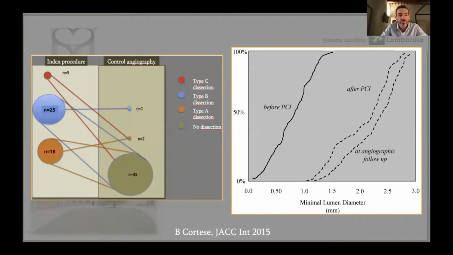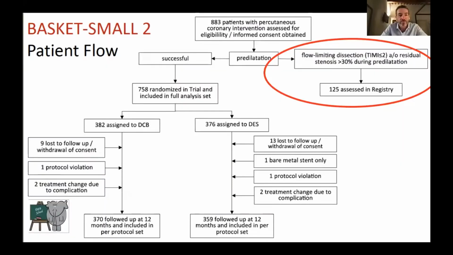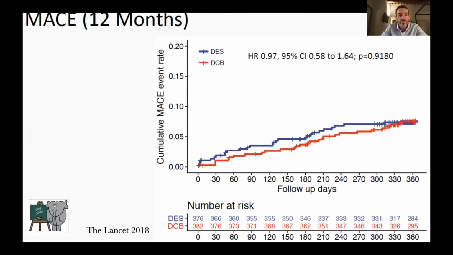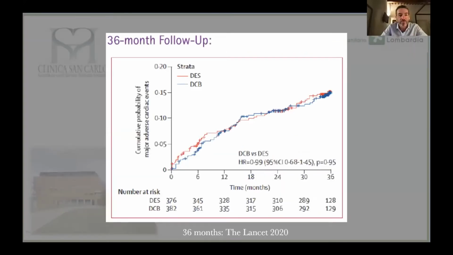We also have larger studies with clinical follow-up, like the BASKET-SMALL 2. This study is a randomized clinical trial in native vessel disease between 2 and 3 millimeters, treated with paclitaxel-coated balloon versus drug-eluting stent. And the outcome is there. After 1 year, no significant difference in terms of MACE between drug-eluting stent and paclitaxel-coated balloon. Quite the same after 3 years. No differences in terms of MACE between DCB and drug-eluting stent in native vessel disease.